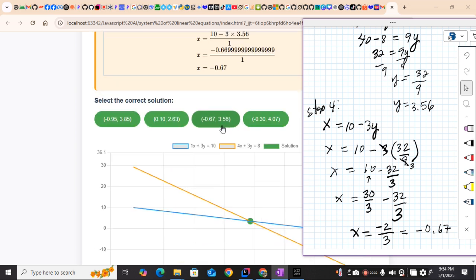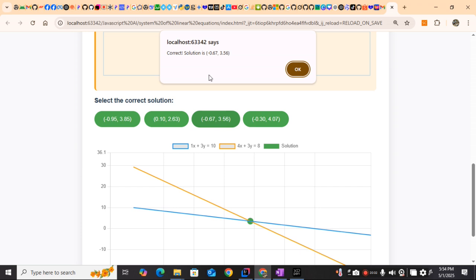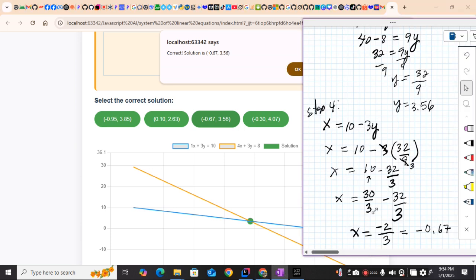And all we need to do now is to choose the correct answer here. Yes, our solution is correct. So that's our solution: x is negative 0.67 and y is 3.56. Now in the next episode, we will explain more on how to visualize these equations and plot the resulting system, and you will find out that the solution is graphically an intersection designated by this green circle. But for now, that's all, and thank you.